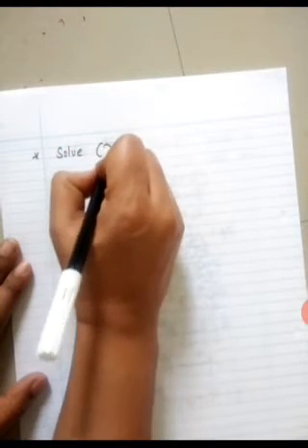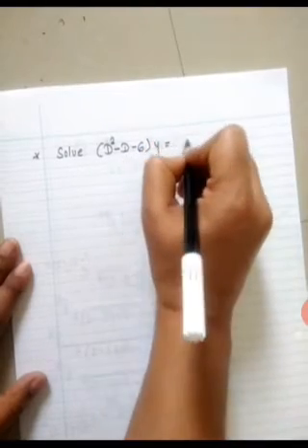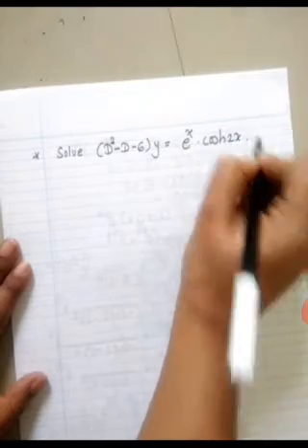Solve d square minus d minus 6y is equal to e raised to x into cos hyperbolic 2x. Can we see and just tell me which case? What is the function and which case is this?